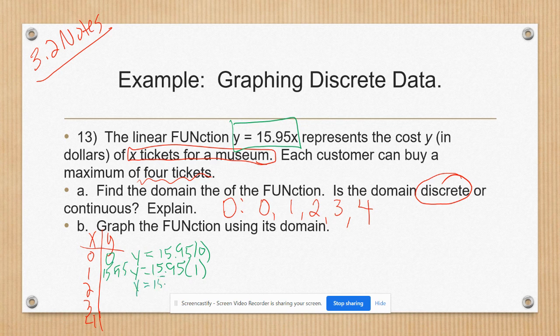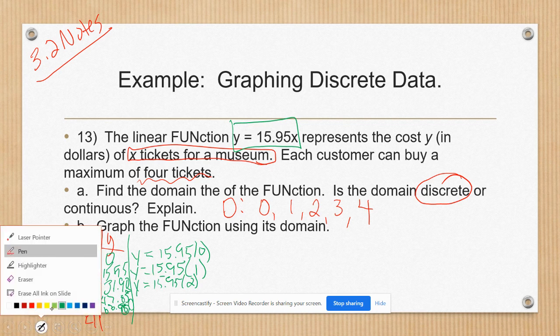2 tickets, $15.95 times 2, which would cost us $31.90. And then $15.95 times 3, which is $47.85. And last, $15.95 times 4, which is $63.98. Or I'm sorry, $63.80. And so there's our table that we would use to plot our graph.